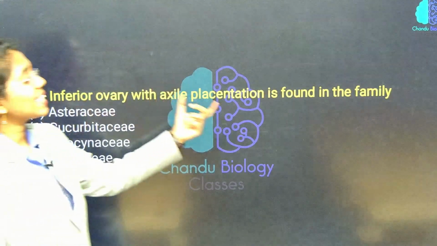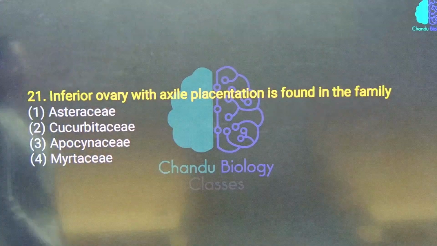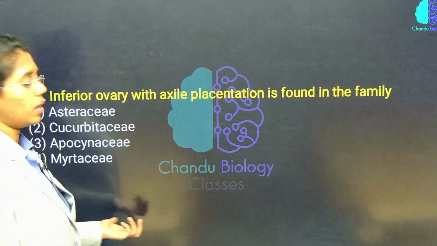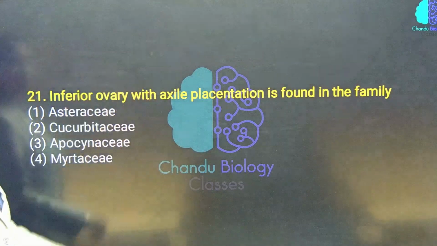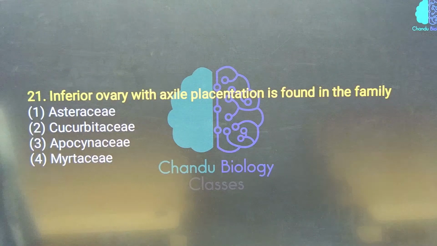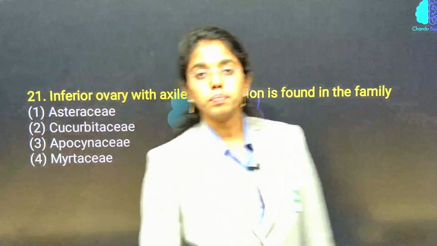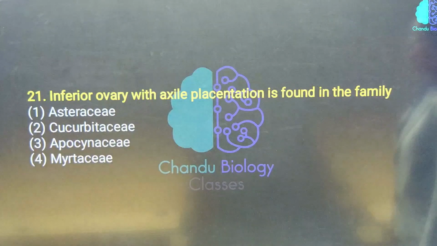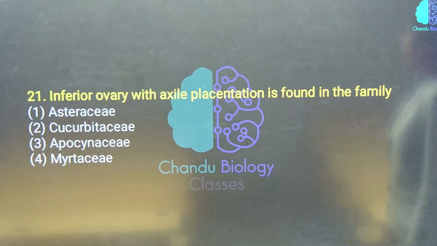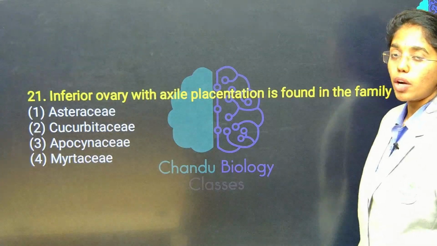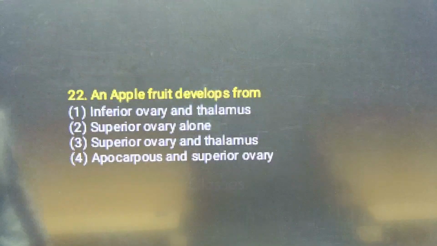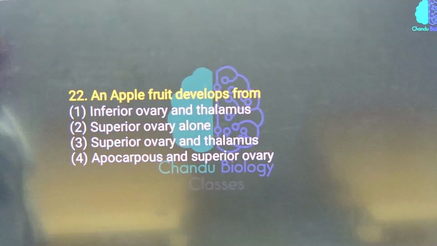Now, inferior ovary with axile placentation is found in the family. This question is related to taxonomy of angiosperms, but then you can answer, it is very simple. Inferior ovary with axile placentation is observed in Cucurbitaceae. Cucurbitaceae, the option will be 2.